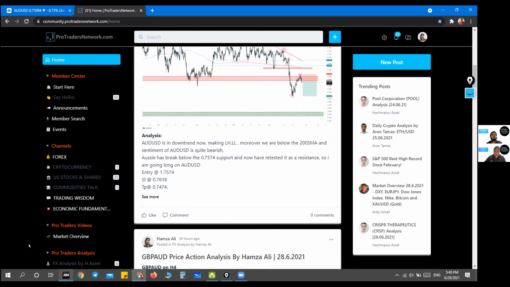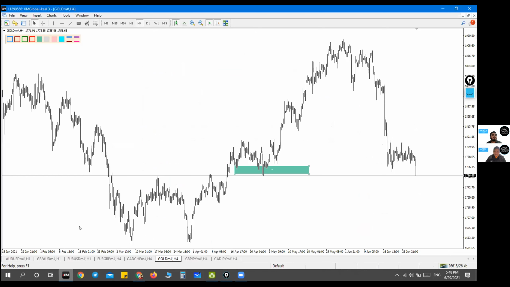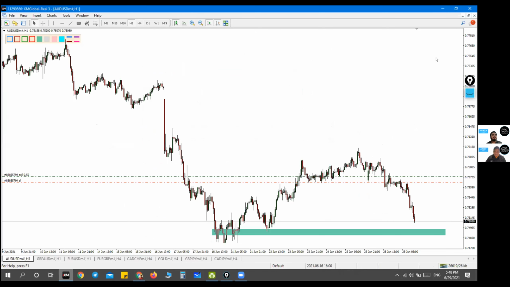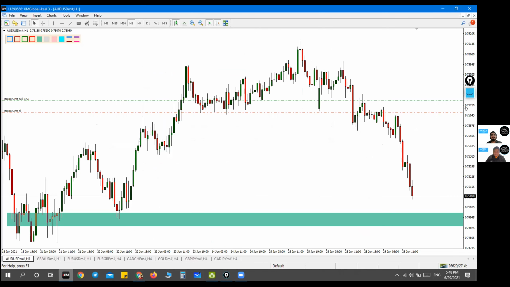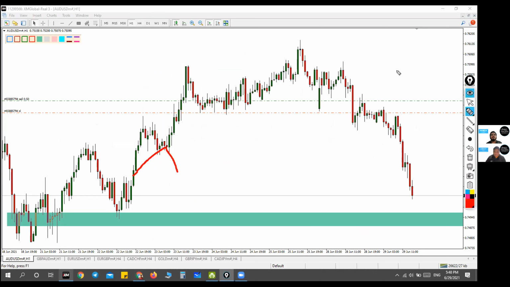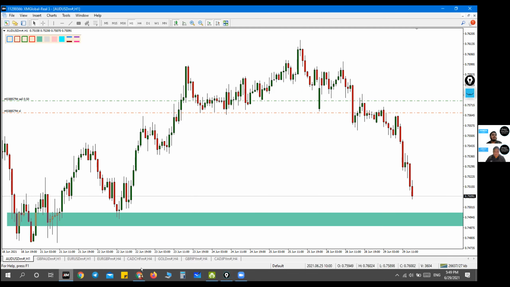So this is my brokerage screen. This is, by the way, my live account. This was the price where I entered the sell trade, and right now it is in a huge profit. I booked some partial and put my stop loss at almost break-even price. So this was the Australian USD.